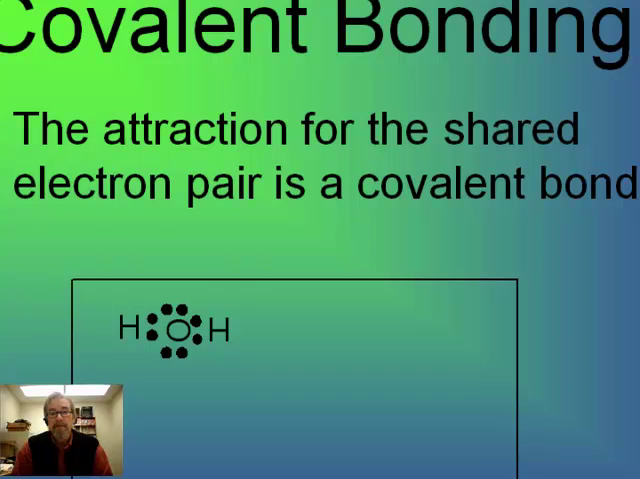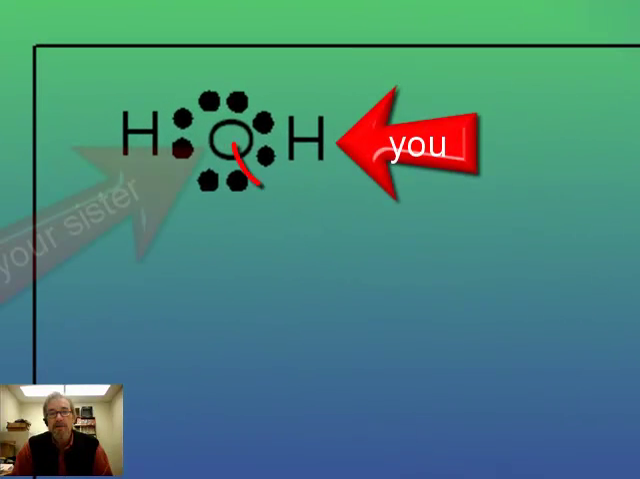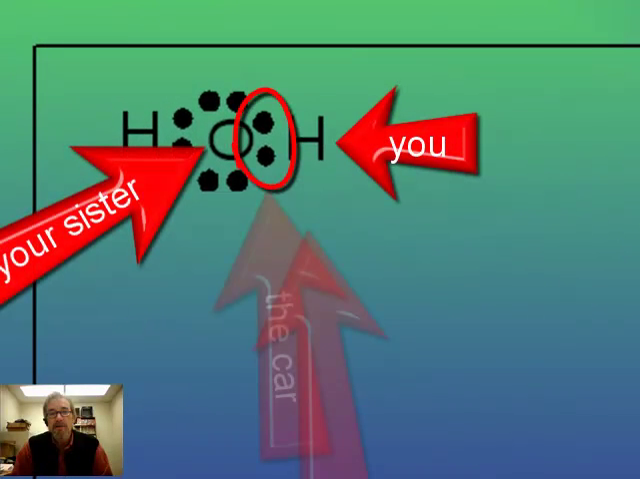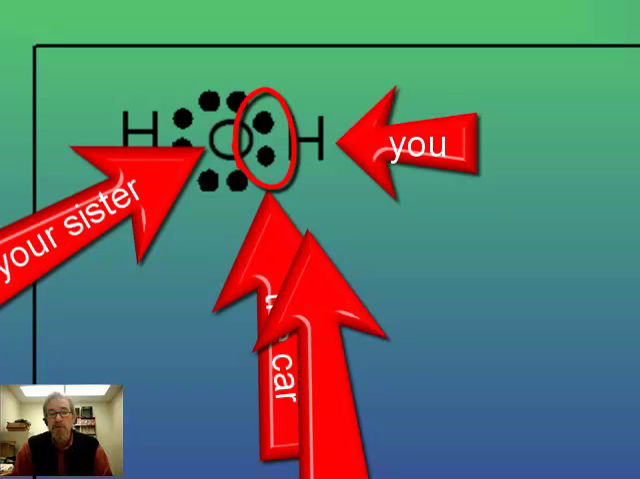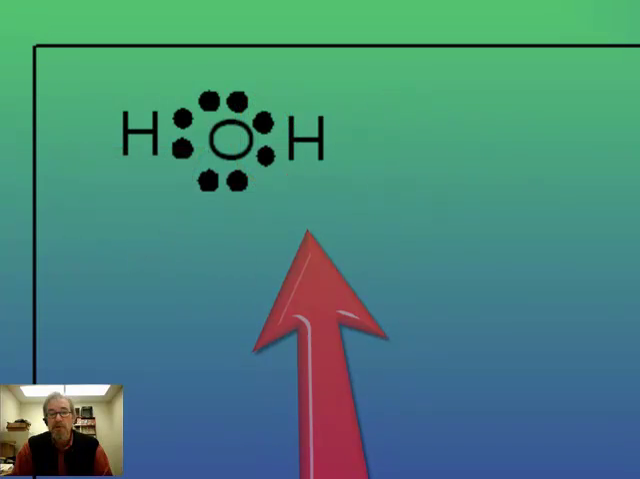Well, now you find yourself, even though you don't really like your sister necessarily, spending a lot of time with your sister because you're attracted to the car and she's attracted to the car. That's a mutual attraction for a third object. And that's what a covalent bond is like. In this example, the hydrogen and the oxygen aren't naturally attracted to each other necessarily, but they both are attracted to the electron pair that they share, and that's what makes the bond. That's what causes them to hang around together.